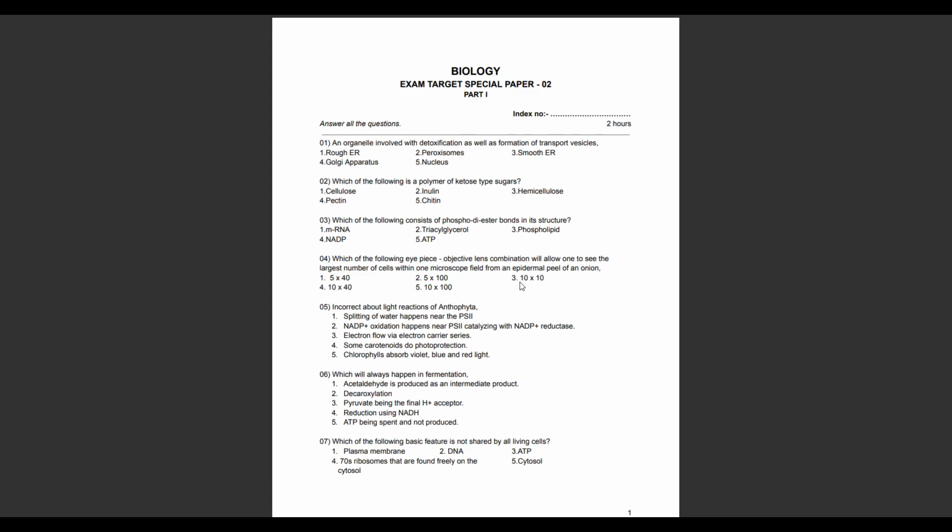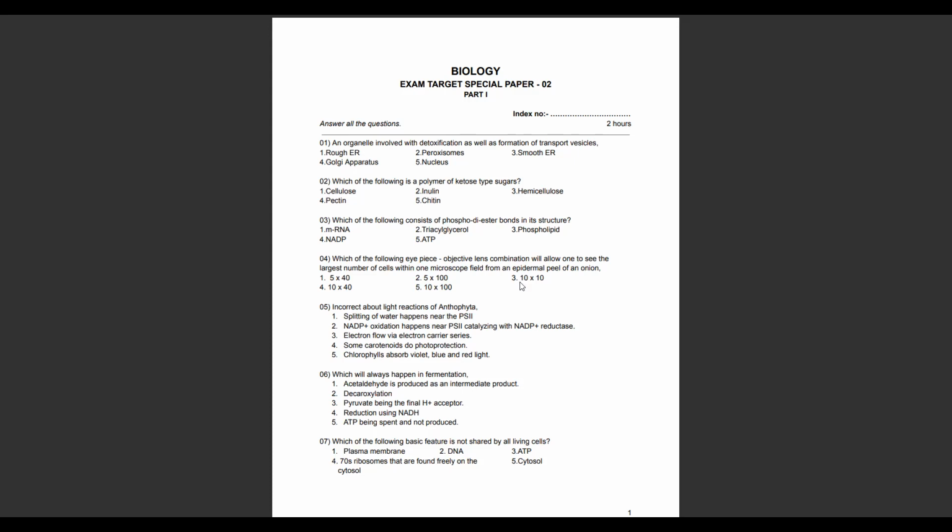Question number 5. Incorrect about light reactions of anthophyta. Anthophyta means flowering plants. Here, splitting of water happens near PS2. Yes, that's correct. And NADP plus reduction happens near PS2, catalyzed by NADP plus reductase. No. Here it happens near PS1, photosystem 1, not near PS2. Electron flow via an electron carrier series, yes, electron transport chains are there. Some carotenoids do photoprotection. Yes, that is also correct. Chlorophylls absorb violet, blue and red light. So here, the incorrect answer is the second answer.